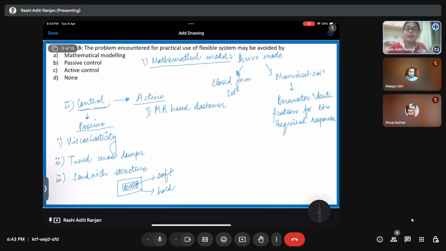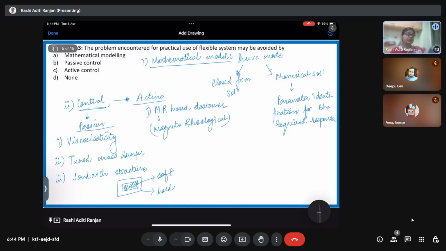Okay, so for the active control, we have MR elastomer. MR is magnetorheological. Now, when we talk about magnetorheological elastomer, what happens is that initially I was having a rubber material and I was using it for whatever system I want.